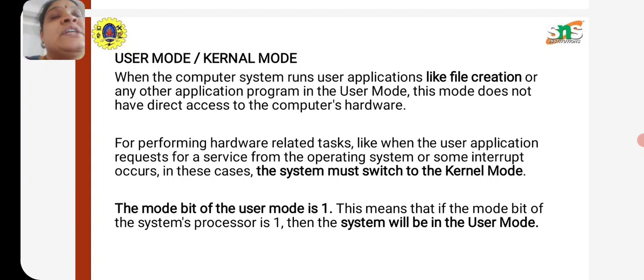With the help of the kernel mode, it will send a request and get the task done with the help of the kernel. So for performing any hardware related task, we need the help of kernel mode. At that time the system has to be switched to the kernel mode. So if the mode bit is set as 1, it is user mode. If the mode bit is set as 0, it is called kernel mode.